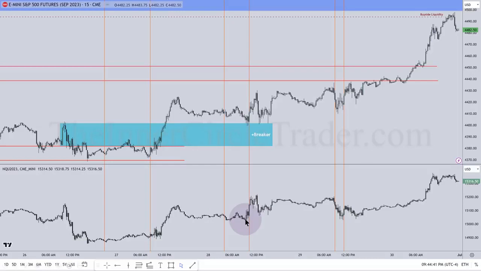this is. This is not a timing tool. It's not a selection tool. It's a confirmation. Okay, because we're using SMT as a qualifier to indicate that we are in fact on side by trying to be bullish.